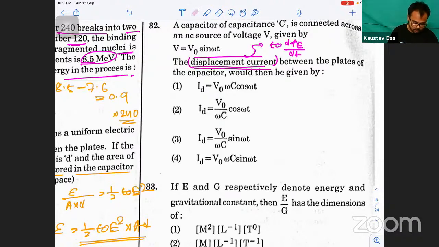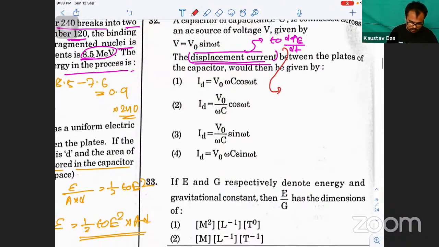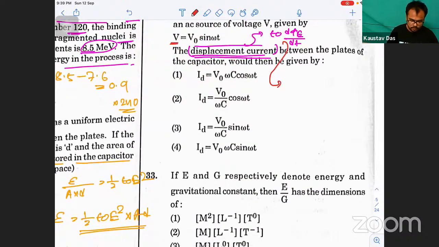I'm showing you the steps. It may be required for you also to understand this answer. So epsilon naught d phi E by dt, and the value of V is given. So I have to somehow express the electric field in terms of V. Well, I can write this as epsilon naught, d by dt, and you know phi is expressed as E into A, the electric field multiplied by the area of cross section. Area of cross section being constant, I can take it out of the differentiation. So it is epsilon naught A, and dE divided by dt.